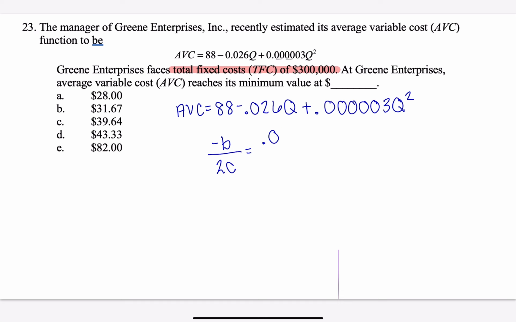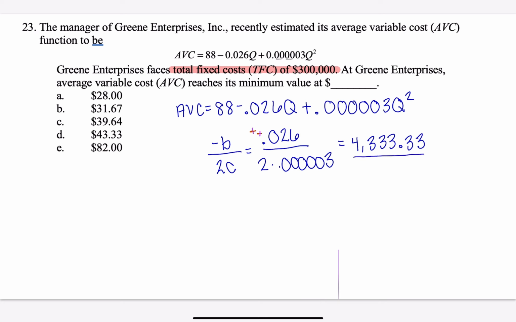And it's going to be negative B over 2C using the formulas that you were given. So 0.026 over 2 times 0.00003 gives us 4,333.33. And before I forget, I realized this should have a negative, and both of those negatives turn into a positive. I did it in my head and did not actually write it down.